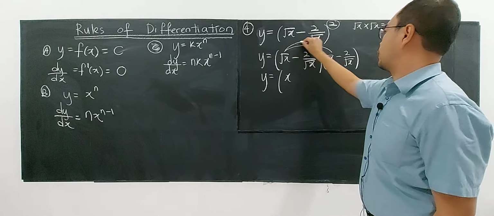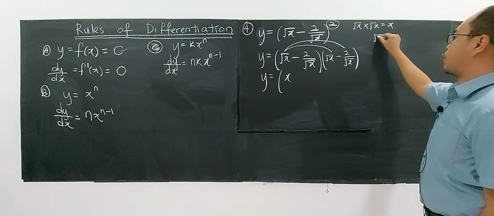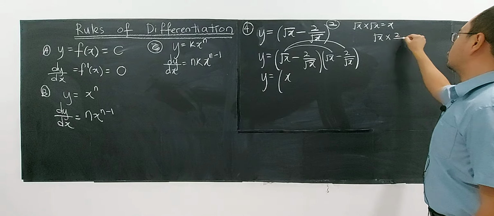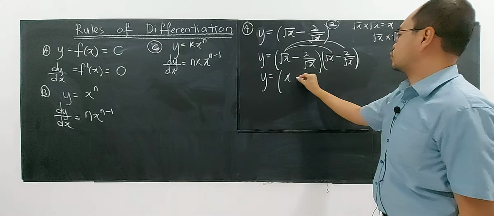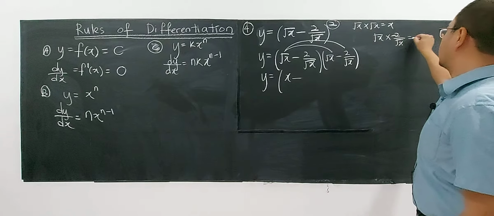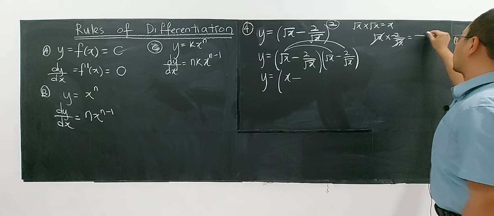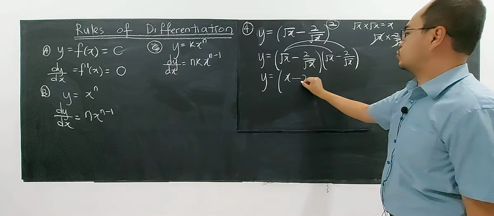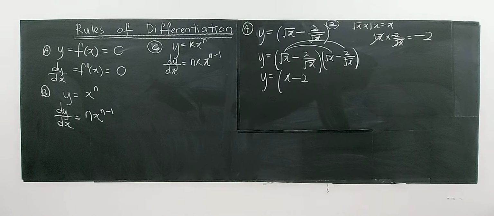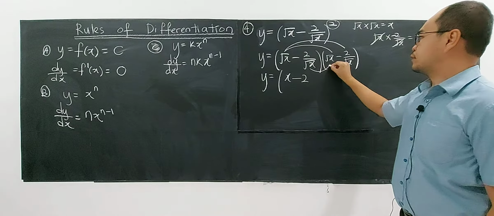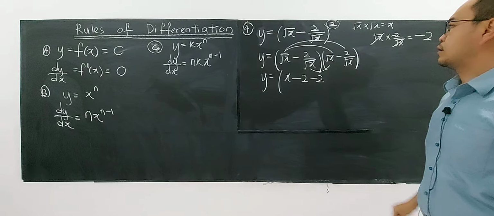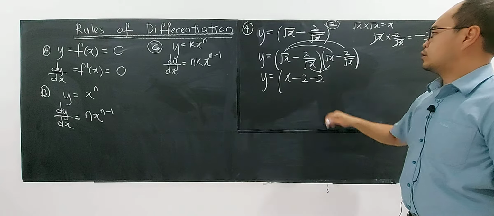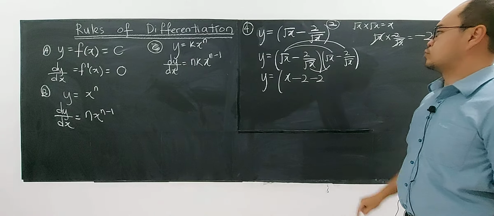Followed by this one. So you have square root of x multiplied with 2 over square root of x. Positive, negative, so you have negative, and the square root of x will cancel off. So you're getting negative 2. And this is also the same. As you multiply, this one will cancel off. You're getting negative 2.